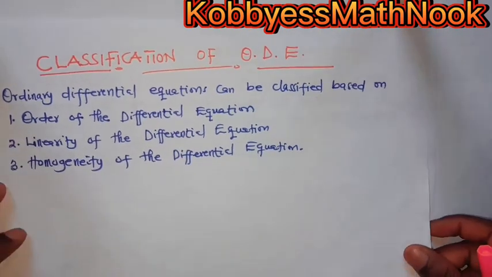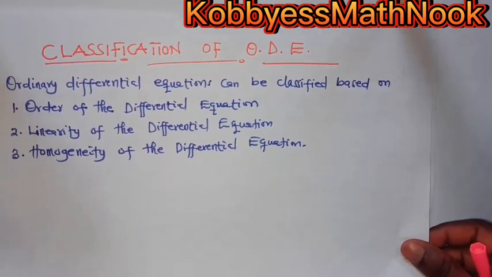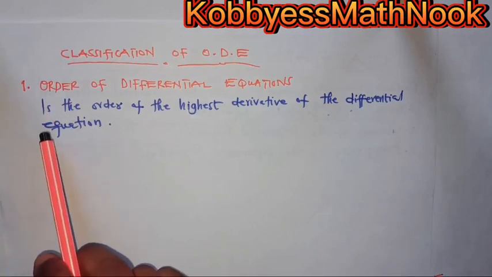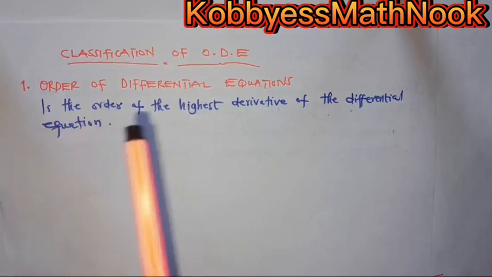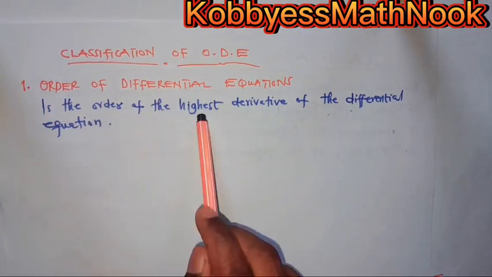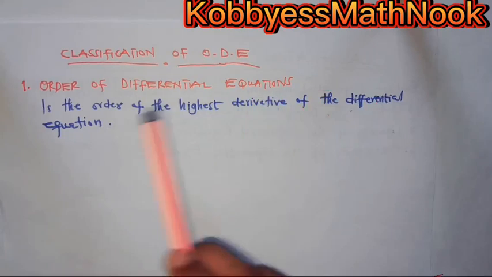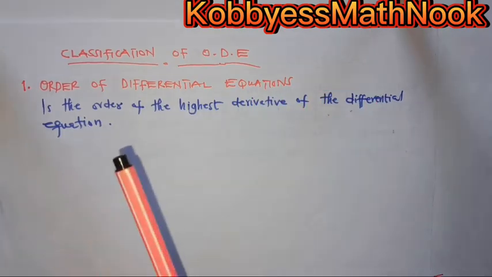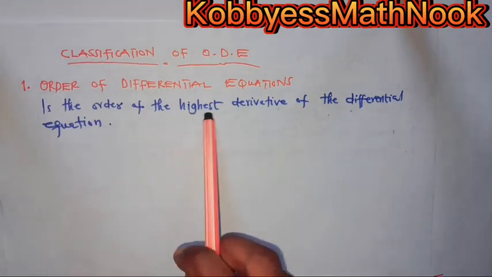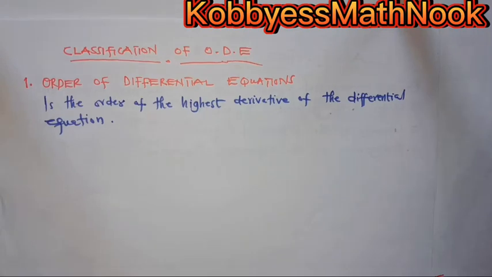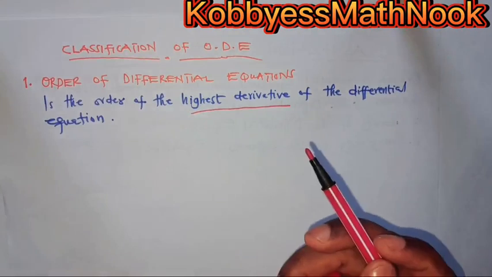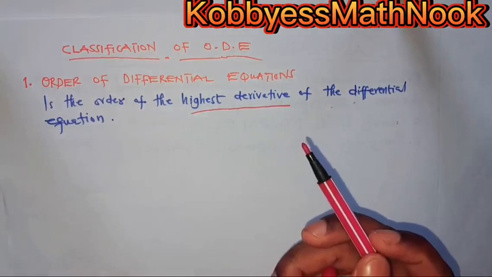So now let's look at our first concept, the order of a differential equation. We can say that the order of a differential equation is the order of the highest derivative of the differential equation. So when we talk of the order, we are referring to the highest derivative of the differential equation. What do we mean by that?